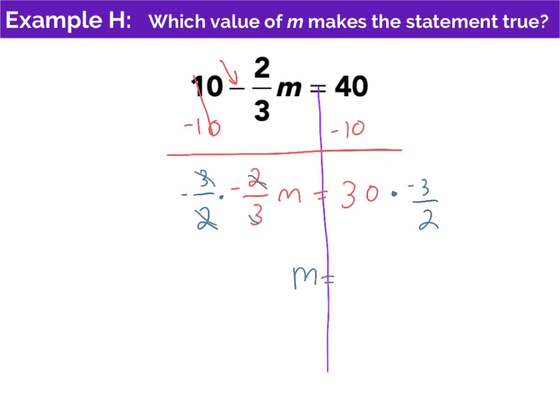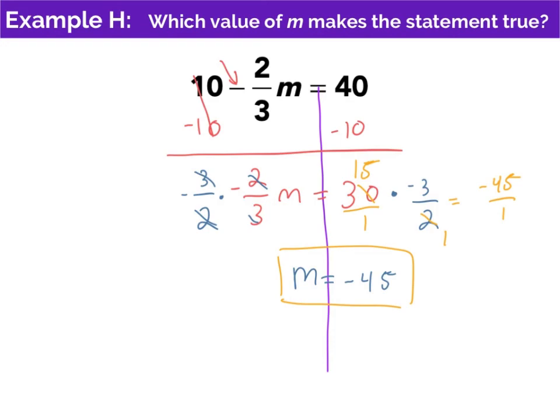Then again, I can use my calculator. Negative 3 divided by 2 times 30. And if I do that, I should get negative 45. Now, again, I could multiply my fractions if I wanted to. I've got 30 over 1. Then I can cross simplify. 2 goes into 2 one time. 2 goes into 30 15 times. 15 times negative 3 is negative 45 over 1, or negative 45. So both methods work. m is equal to negative 45 is our final answer.